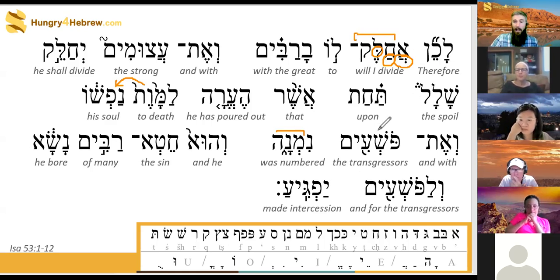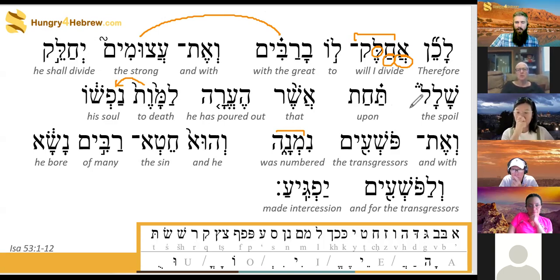So achalek, I will make into parts, I will divide, lo, to him, varabim, with the great, or many, like his, or the many, okay. Ve'et atzumim, okay, great and many go together, those are parallel. Ve'et atzumim yechalek, he will divide shalal, the spoil. With the great and the many he shall divide the spoil.